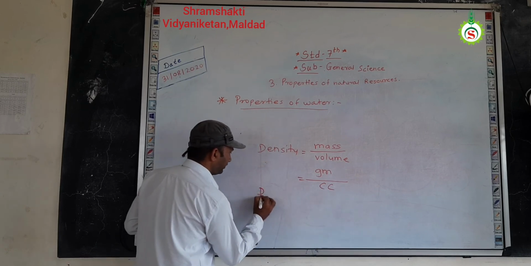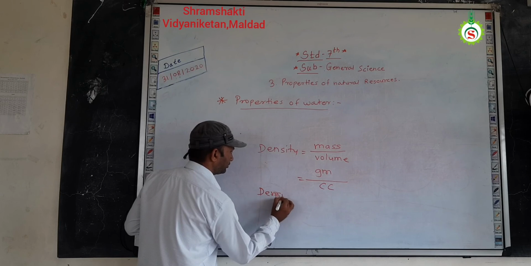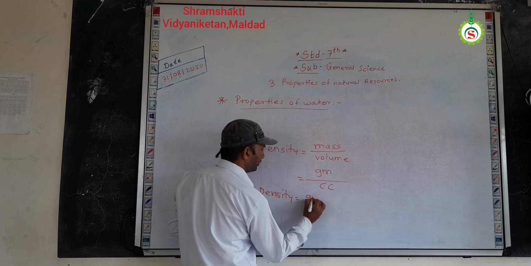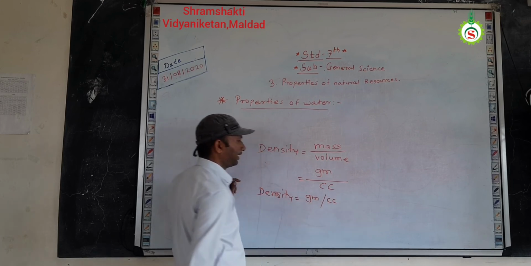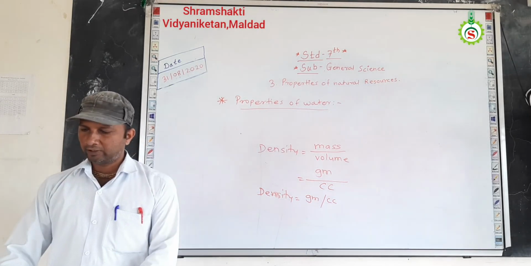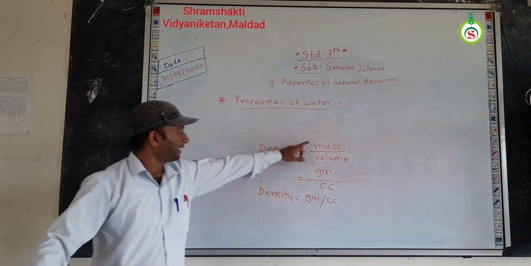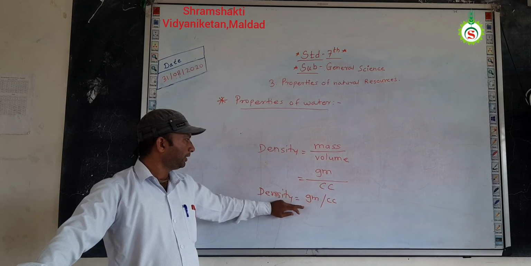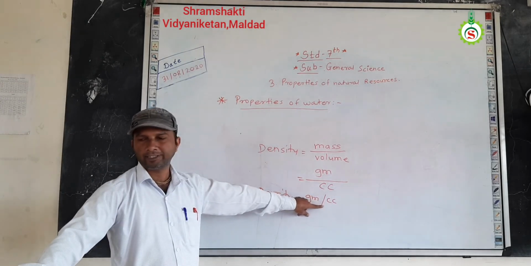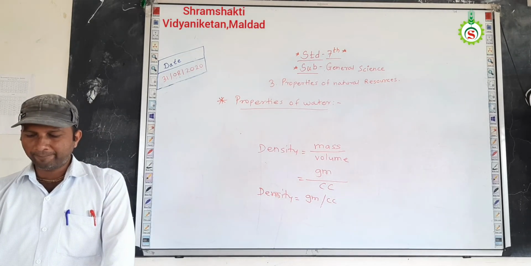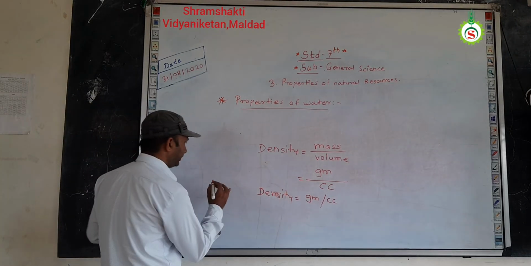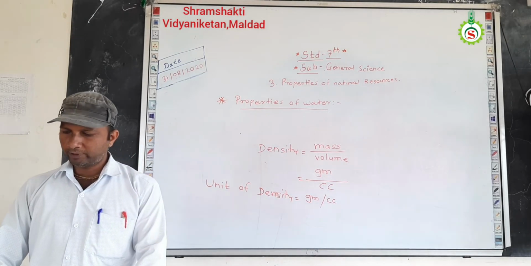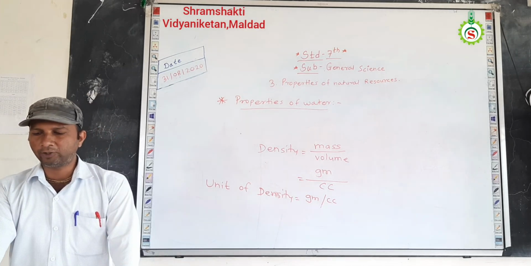Okay. And the volume is measured in cubic centimeter. Therefore, the unit of density is gram per cubic centimeter. Understand? So this is the unit of density. Mass is measured in grams and volume is measured in cubic centimeter. So therefore, the unit of density becomes gram per cubic centimeter. Understand? Hence, gram per cubic centimeter is the unit of density.